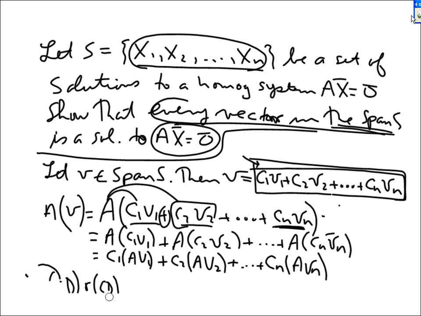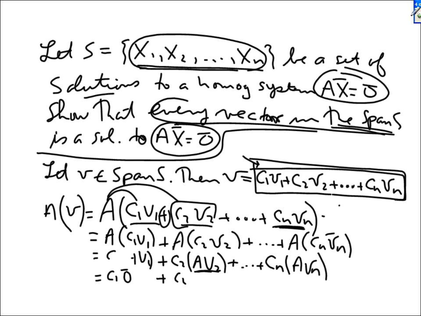And this is where it comes together. V1, V2, all the way down to Vn, they're solutions to AX equals 0. That is, AV1 is a 0 vector. This is C1 times AV1, which is a 0 vector, plus C2 times that. V2 is a solution. Remember, S is a set of solutions to AX equals 0. A times V2 is 0. All 0 vector, all the way down to the scalar, the real number Cn times AVn. Well, that's the 0 vector.